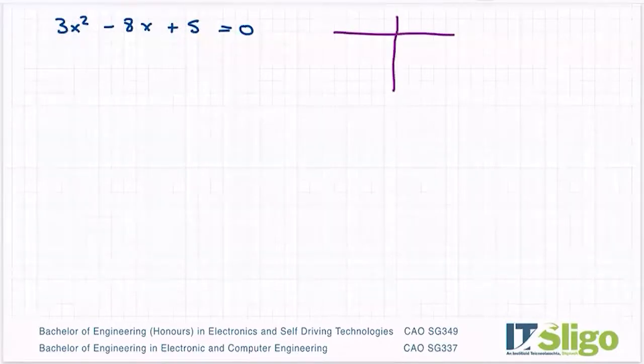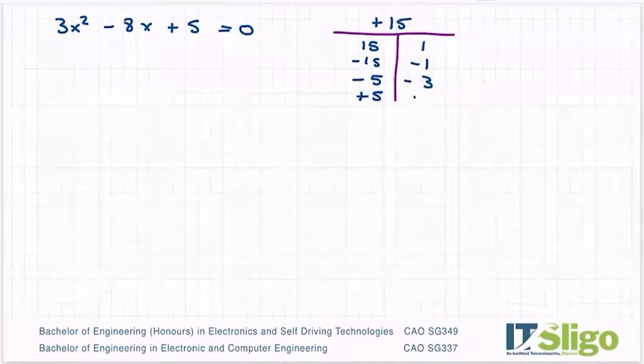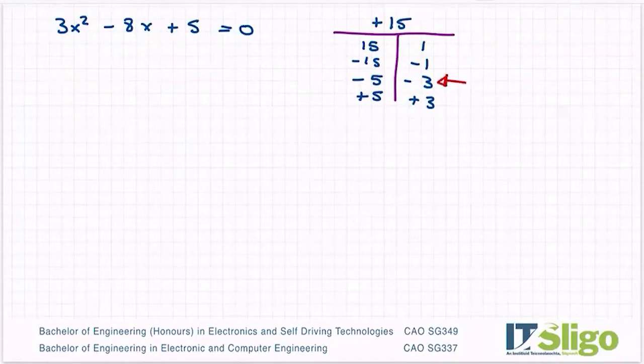So I have the factors of 15, and it's a plus 15. So I have, of course, 15 by 1, minus 15 by minus 1. I need 5, so minus 5 by minus 3, or of course plus 5 by plus 3. So that will give it to me. They are the right ones for the minus 8x in the middle.